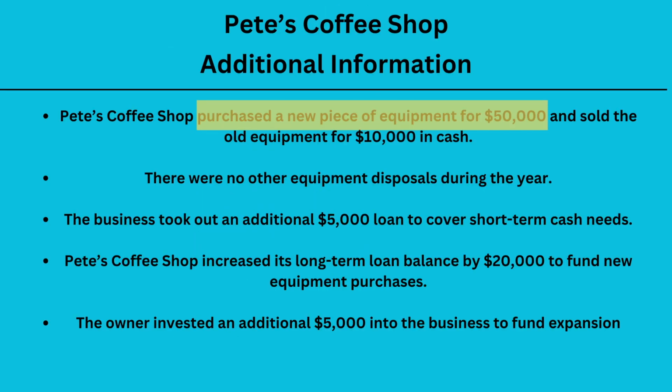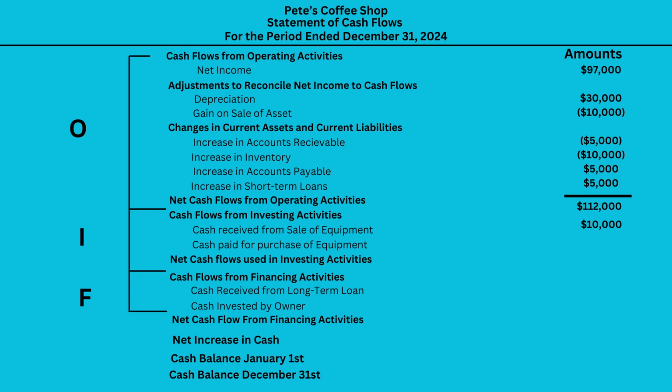But we also know that we bought a new piece of equipment to replace the old one that we sold for $50,000. So we're going to transfer over both of these amounts onto the cash flow statement. Looking at the numbers, we can figure out that we had a net cash flow of negative $40,000 used in investing activities.